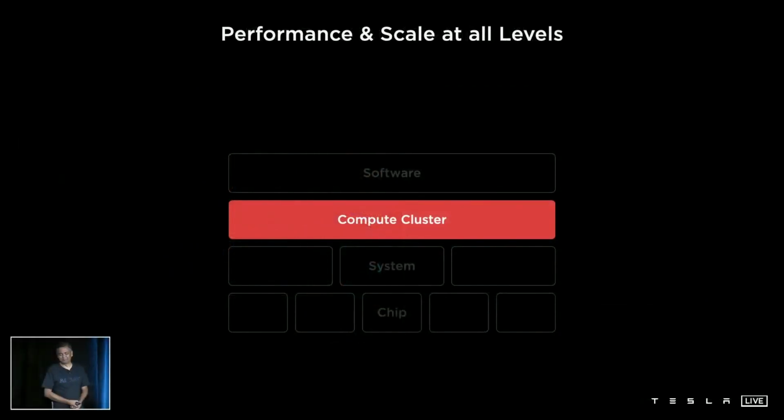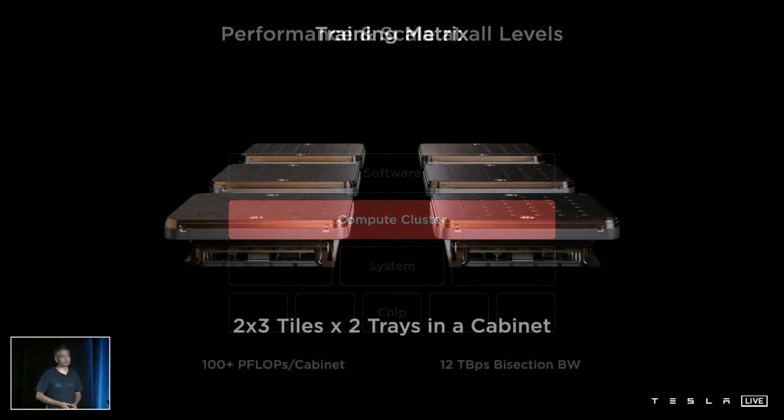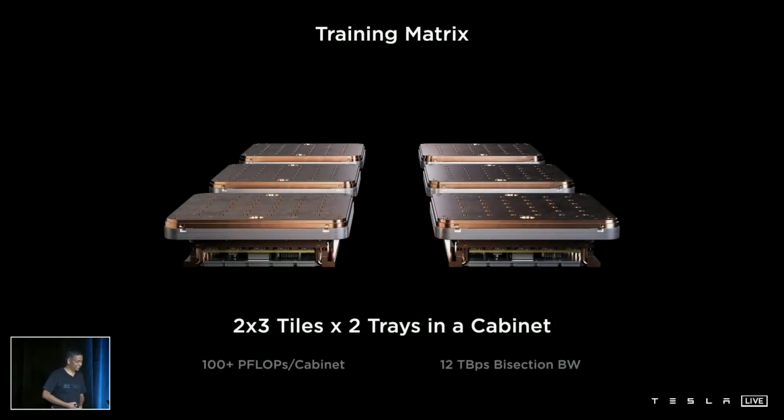Next up, how to form a compute cluster out of it. By now, you must have realized our modularity story is pretty strong. We just tiled together tiles. A 2x3 tile in a tray makes our training matrix, and 2 trays in a cabinet give 100 petaflops of compute.